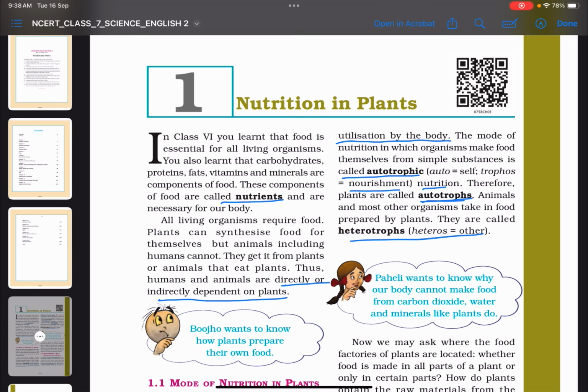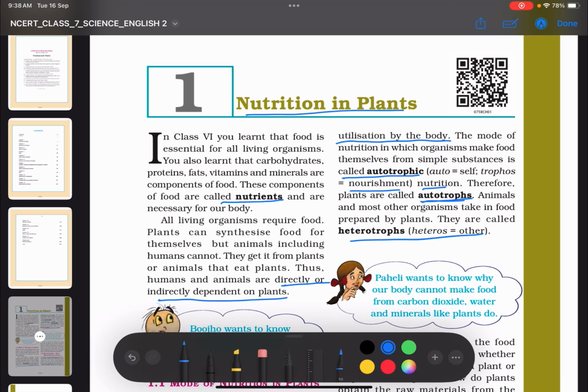Hello everyone, welcome back to our today's class, chapter 1, class 7 science NCERT book. So our chapter 1 is nutrition in plants.